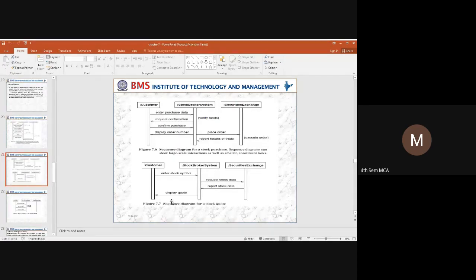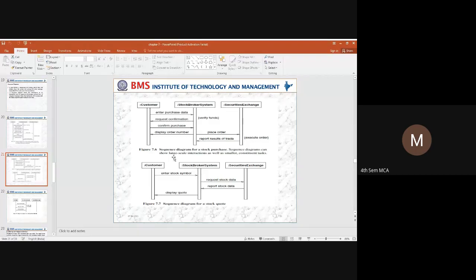Next, in this sequence diagram, we see how the customer is going to make a stock purchase. The customer will enter the purchase data to the brokerage system. This is a part of a sequence diagram. That means we have different functionalities. The customer will log in to the portfolio. Verification can be one particular event, then purchasing is one event, and after purchasing, quoting can be one more event.